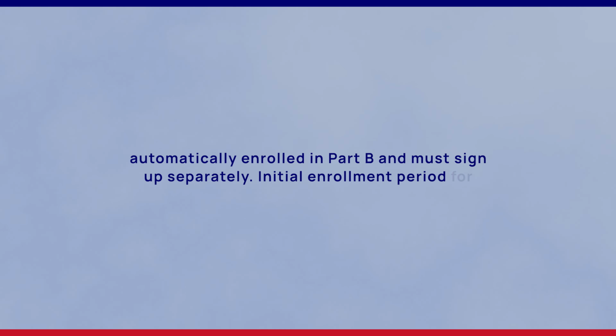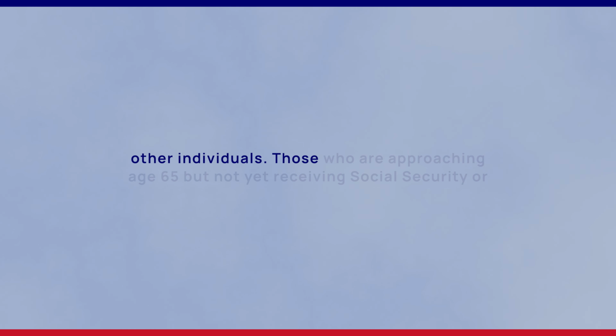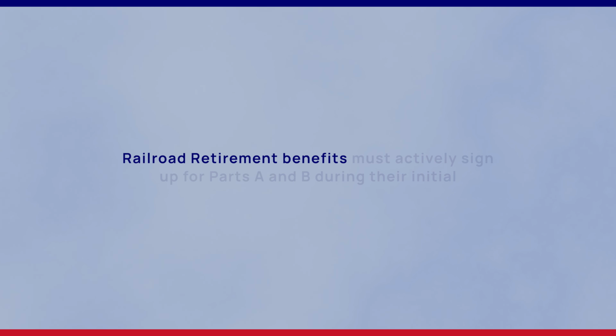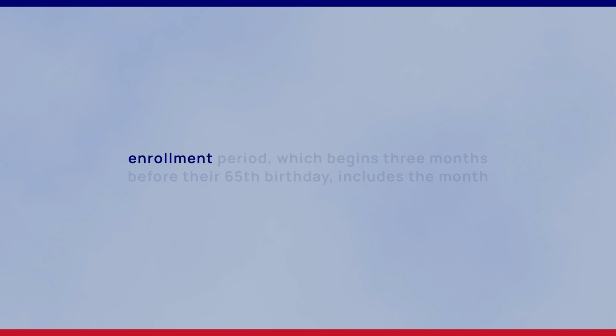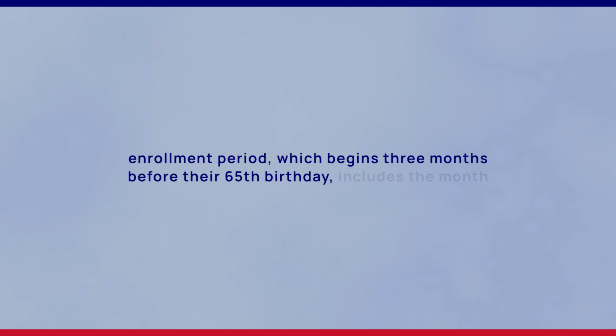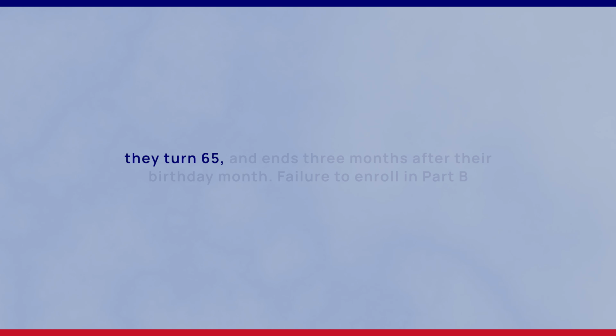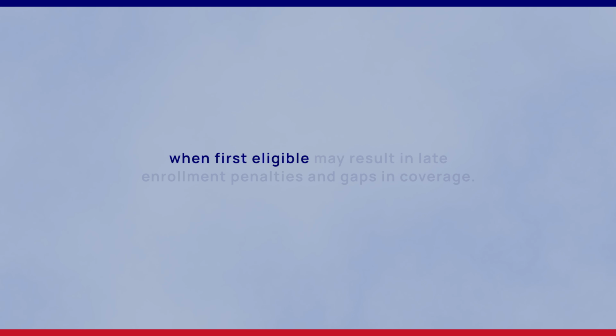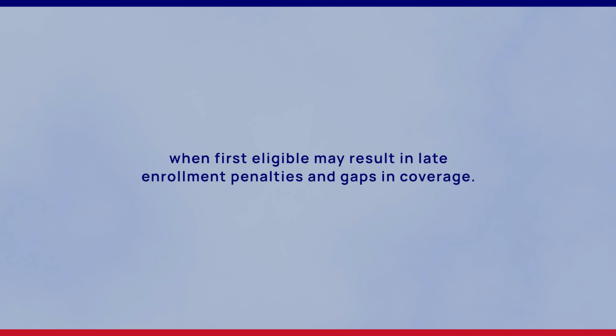Initial enrollment period for other individuals. Those who are approaching age 65 but not yet receiving Social Security or Railroad Retirement benefits must actively sign up for Parts A and B during their initial enrollment period, which begins 3 months before their 65th birthday, includes the month they turn 65, and ends 3 months after their birthday month. Failure to enroll in Part B when first eligible may result in late enrollment penalties and gaps in coverage.